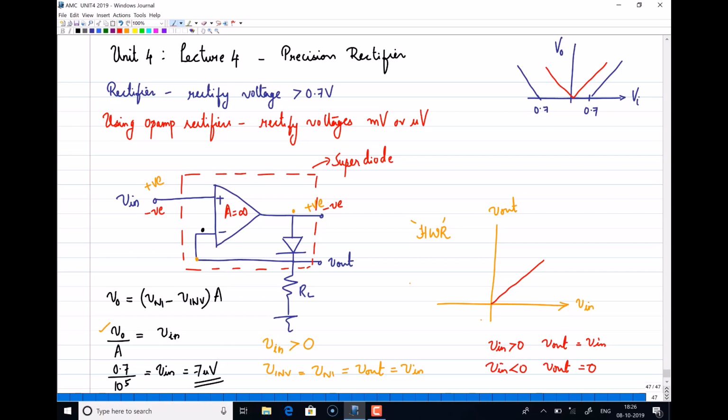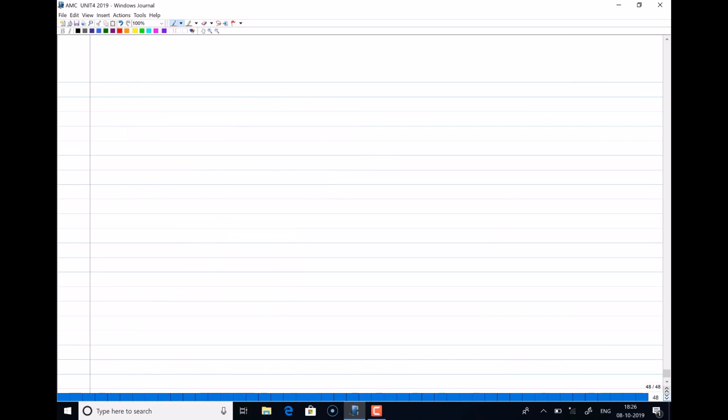So what we have seen here is if the input is positive, you will get a positive output. Now what about negative input voltages? Whenever you have negative voltages, how do we get them rectified? For that we have another combination.